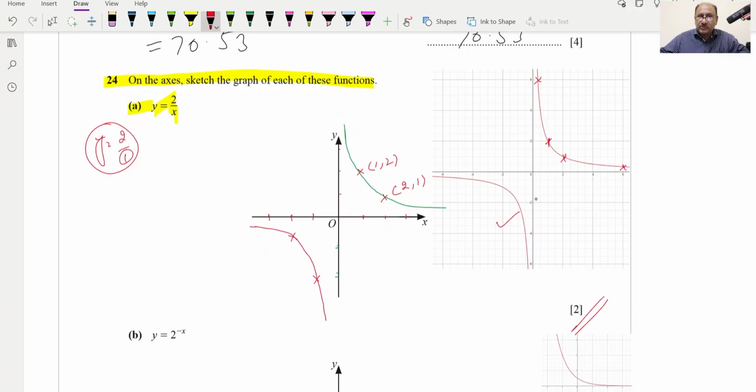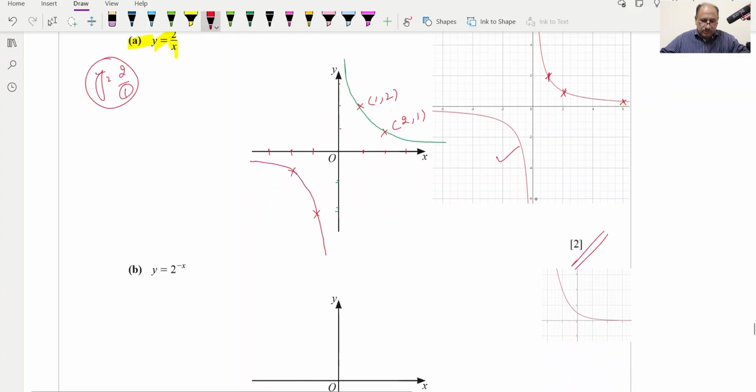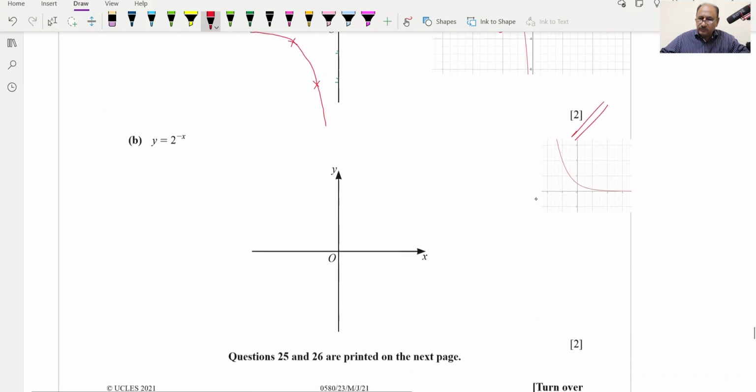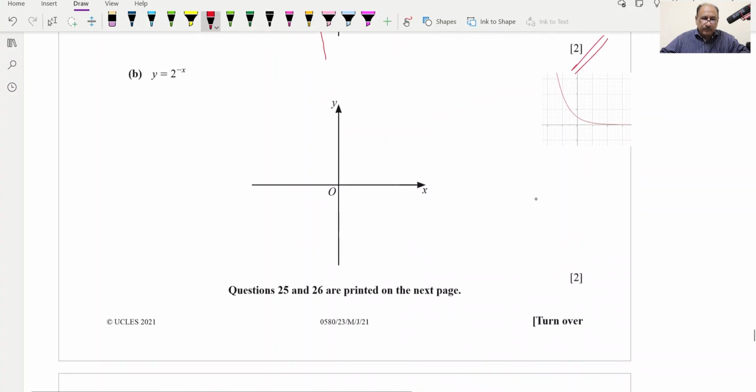Because answers for the graph are not properly provided in the marking scheme, you will have to double check your answers with software or websites. Part B is y equals 2 raised to minus x.